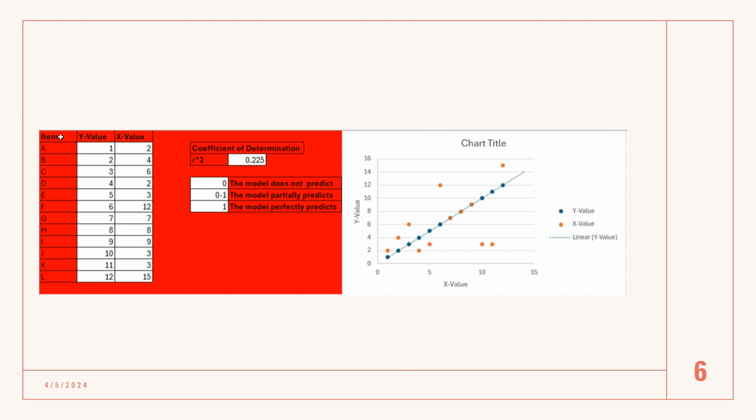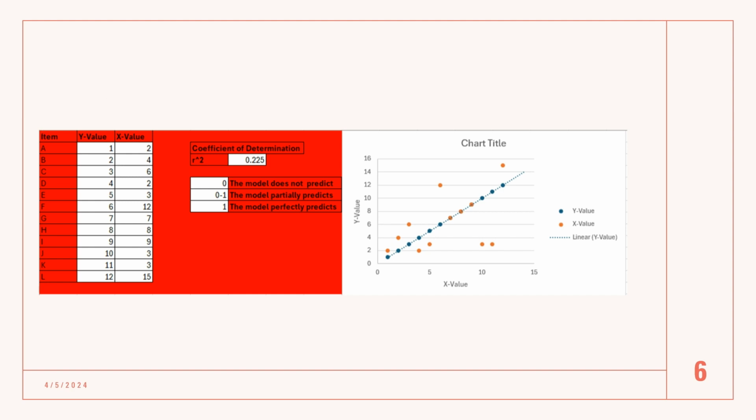So we can see that our trend line is hanging out here, and none of these scatter points are showing any kind of interaction with that trend line there. And we see that our coefficient of determination is very, very, very low.